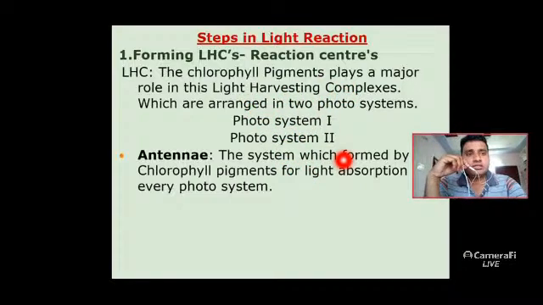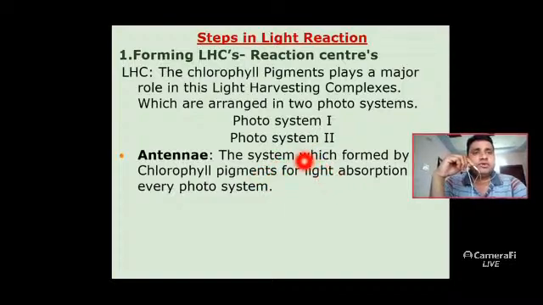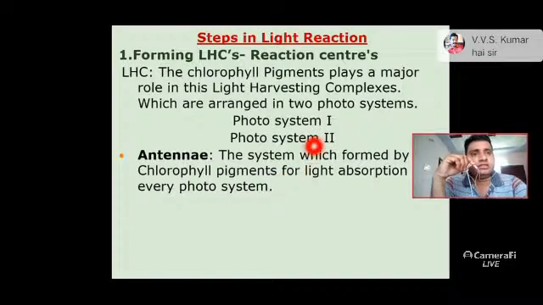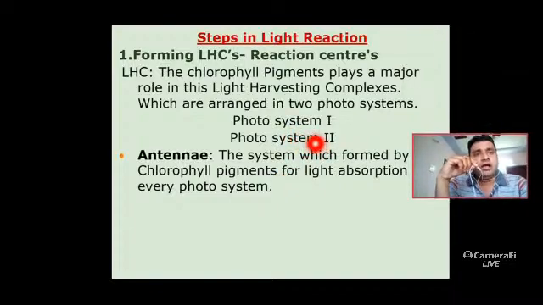And the second one, antennae. Here all these chlorophyll pigments are formed in a special system called antennae. What is called antennae means all these chlorophyll pigments or other pigments we can see in the plants. We already knew that some pigments are very essential for the process of photosynthesis. Those pigments, you already knew, are chlorophyll, xanthophylls and carotenoids.